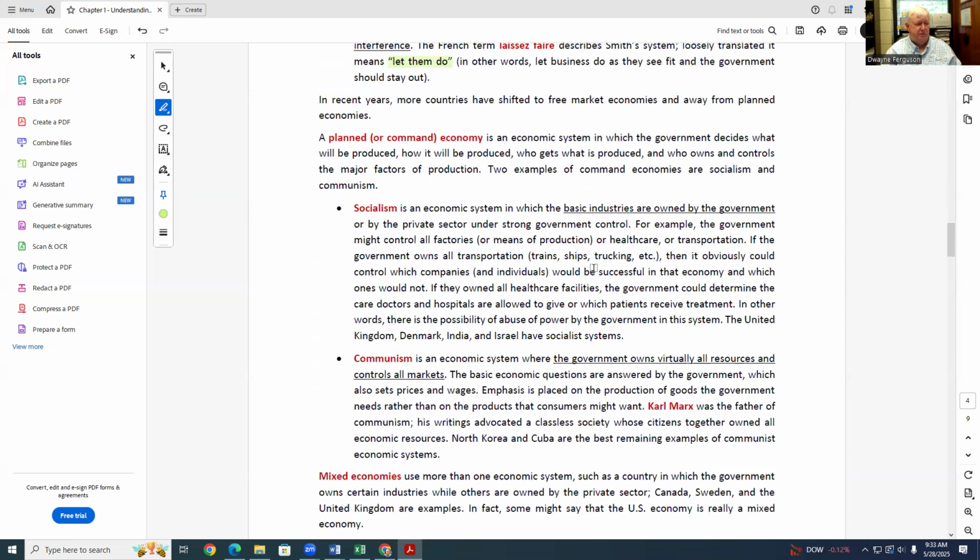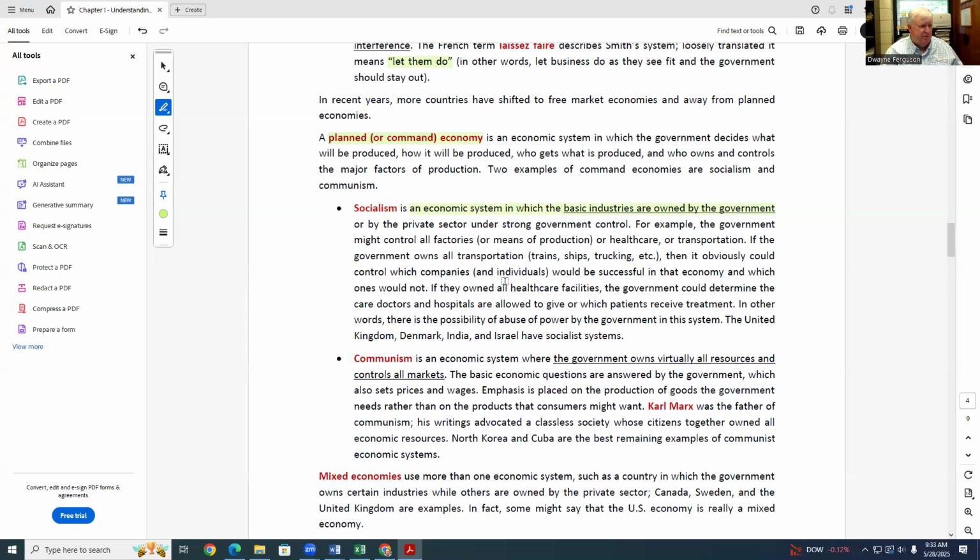But what are the other systems across the world? Well, some of the countries out there still use a planned economy. So there are basically two types. If your government only owns part of the industries in your country, then that's called socialism. It says socialism is an economic system in which the basic industries are owned by the government or it's under strong government control.